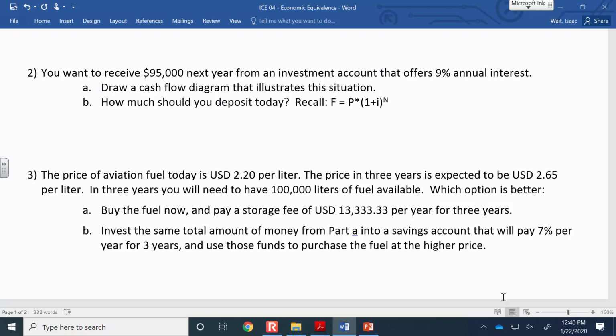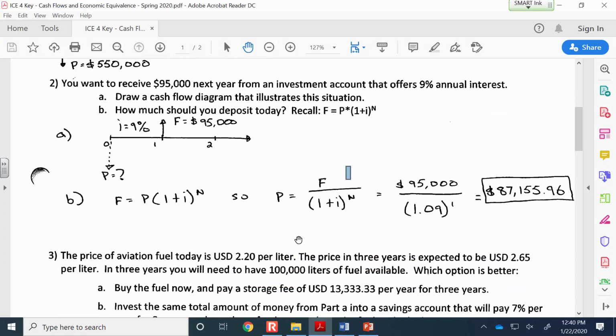It's just not feasible. But let's say, for instance, what if you could store the fuel for a fee? So that's option A, is buy it at the low price. Option B is take the same amount of money as you would have spent, put it into an account, and then see how much money you have. And is it going to be enough to buy the fuel at the higher price? That's the question. So which is better?